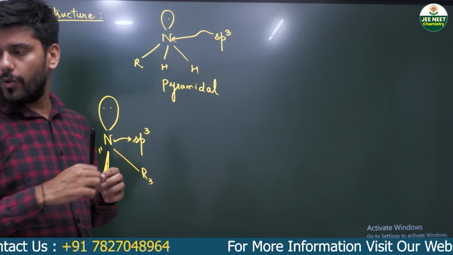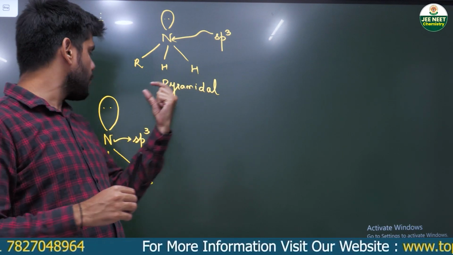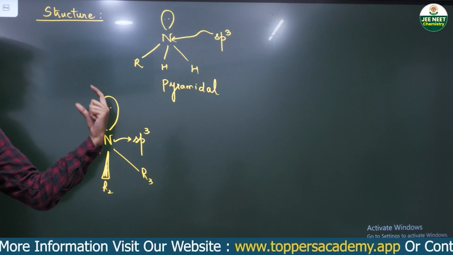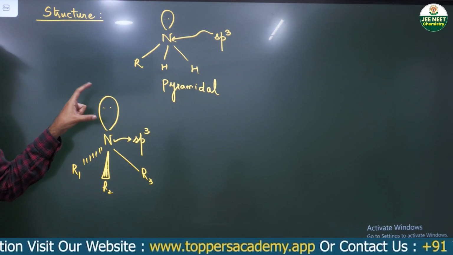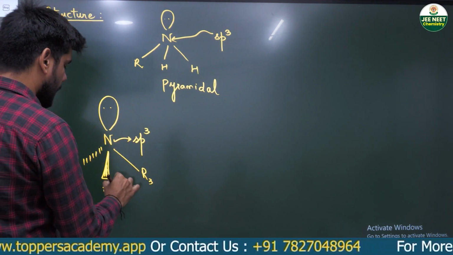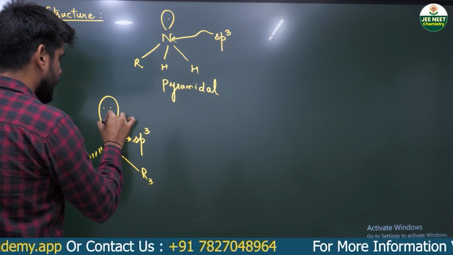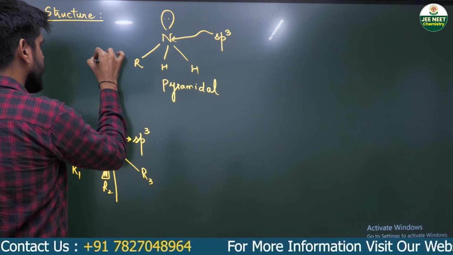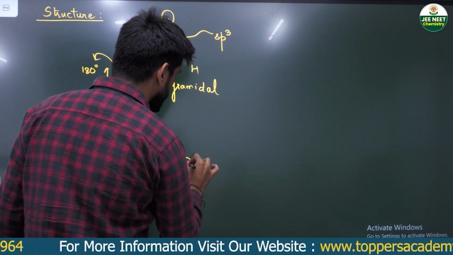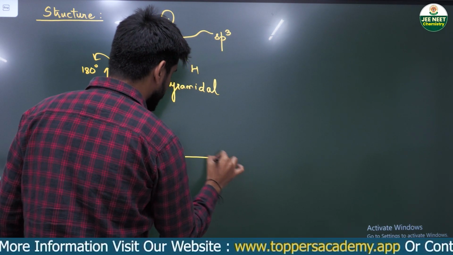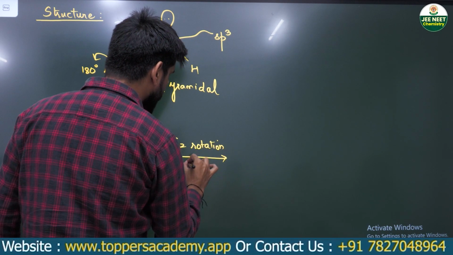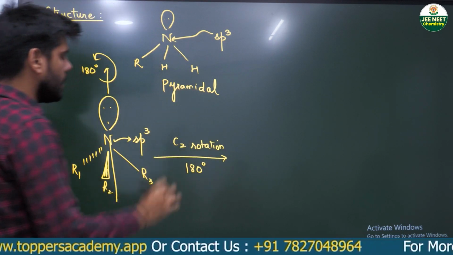Okay. Now what I am doing is rotating it. You know that it is a normal tetrahedral. Just one of the bonds in that usual tetrahedral, for example CH4, is basically replaced by this lone pair. Now what will happen? Suppose I rotate this by 180 degrees, which is your C2 rotation. Now what will happen?